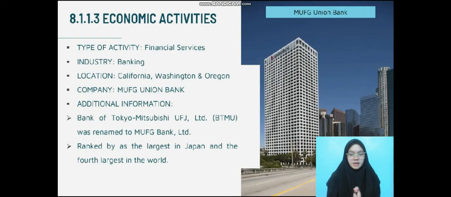And the last economic activity that I'll be explaining is financial services, which is in the industry of banking and located in California, Washington, and Oregon. The company that developed these economic activities is MUFG Union Bank, and it is the Bank of Tokyo Mitsubishi UFJ Ltd, BTMU, and was renamed to MUFG Bank Ltd. And it is also ranked as the largest in Japan and the fourth largest in the world.